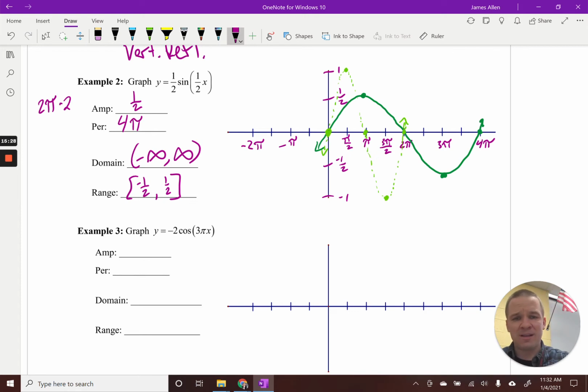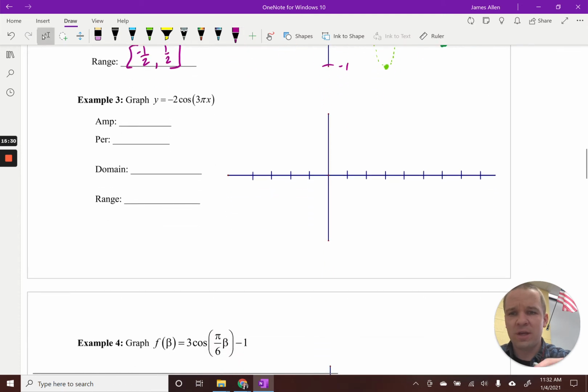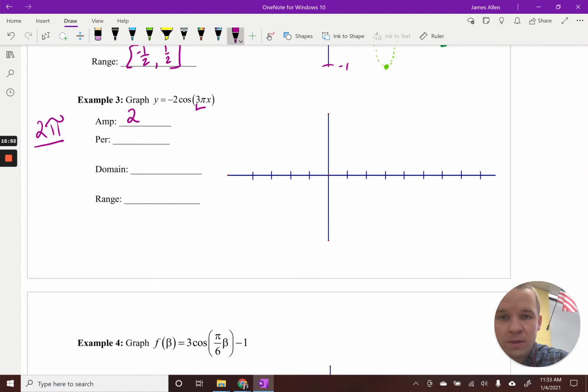All right, let's pop down to the next one here. Oh, this looks just wonderful. Well, amplitude. First off, it's not -2, right? It's +2. Always positive. That negative is a reflection. Okay. Our period. Well, how do I find my period? Once again, my period is going to be 2 pi divided by that bad boy right there, which is 3 pi. Oh, this is just going to be wonderfully awful. So I'll cancel those pi's, and my period is 2/3. Wonderful.